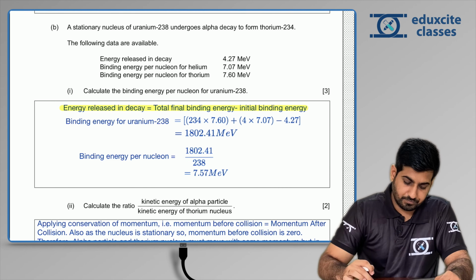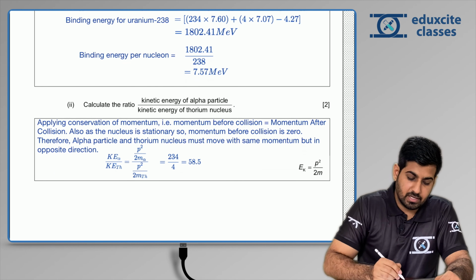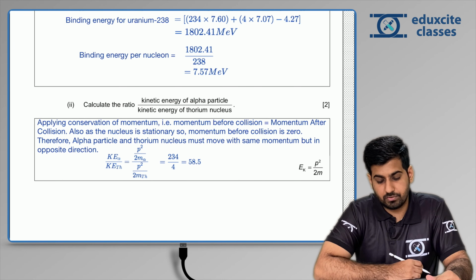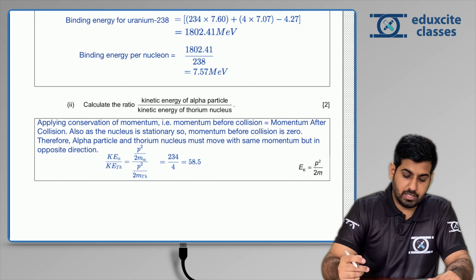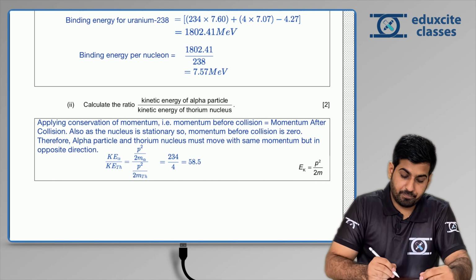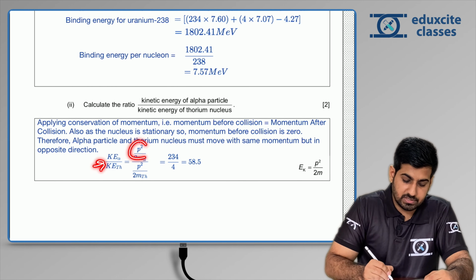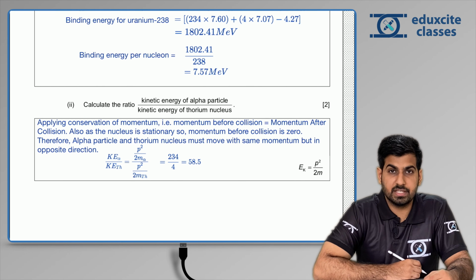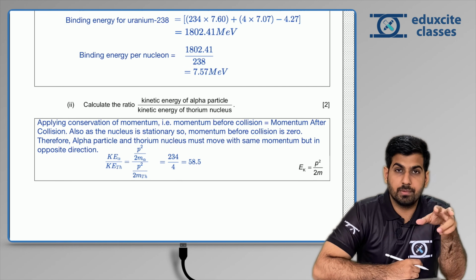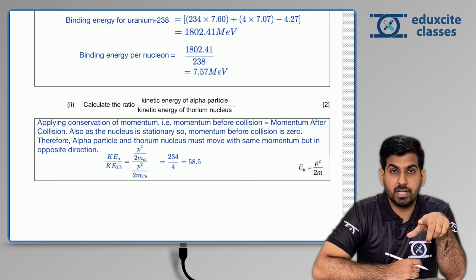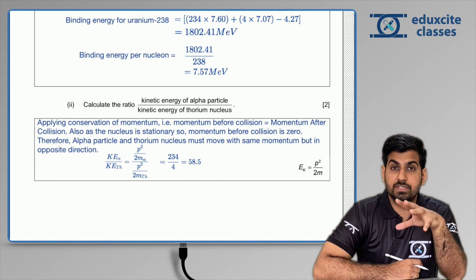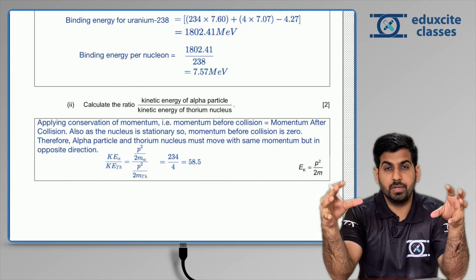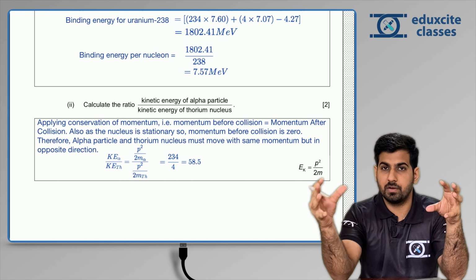Okay. Now the second part, calculate the ratio of the kinetic energy of the alpha particle to the kinetic energy of the thorium nucleus. So here it is very important that either you can directly use this relation, but you are supposed to remember one thing: the momentum for the thorium and the alpha particle will be the same. In order to apply the conservation of momentum, which says that the momentum before the collision must be equal to the momentum after the collision.